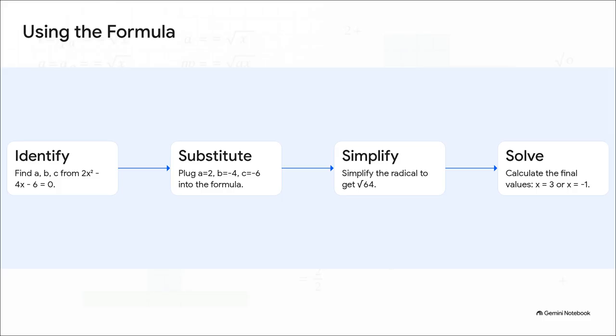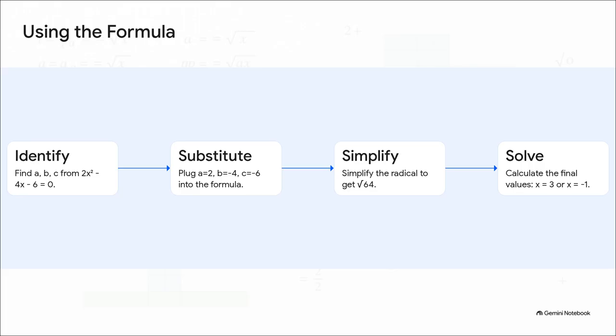Step 1. We have the equation 2x squared minus 4x minus 6 equals 0. We identify our coefficients: a equals 2, b equals negative 4, and c equals negative 6. Step 2. We carefully substitute those exact values into the formula.